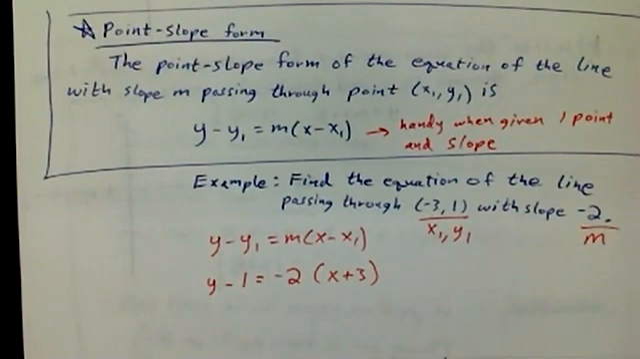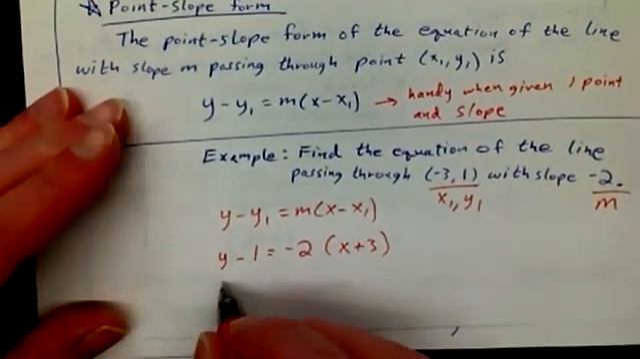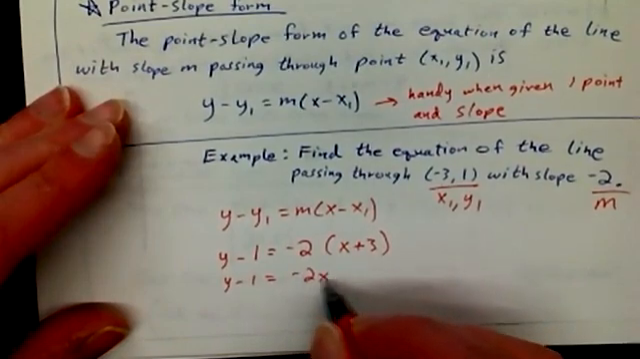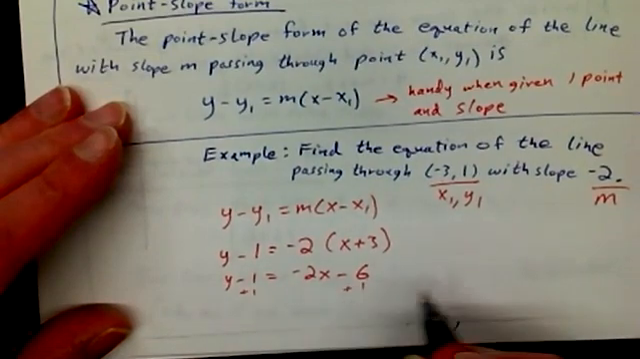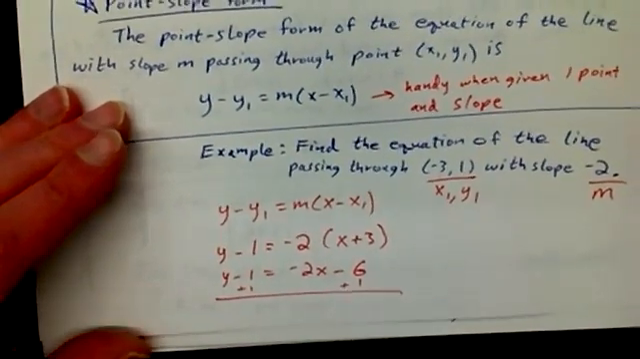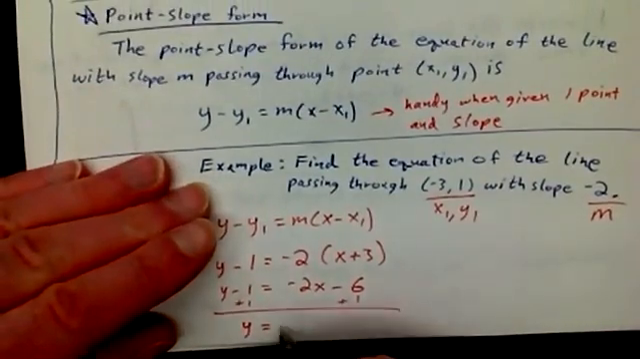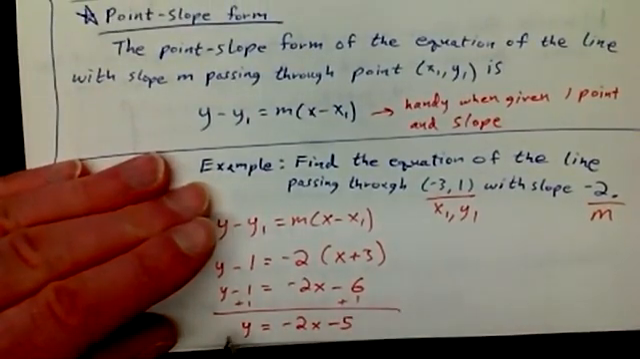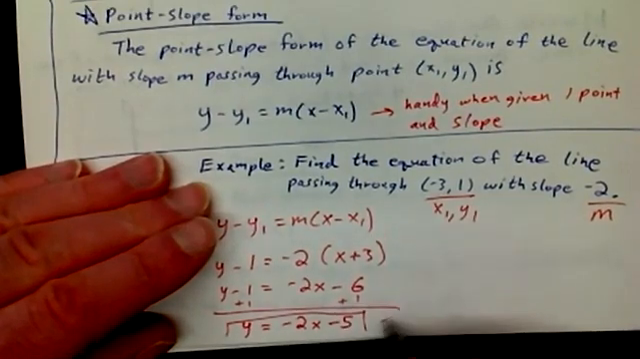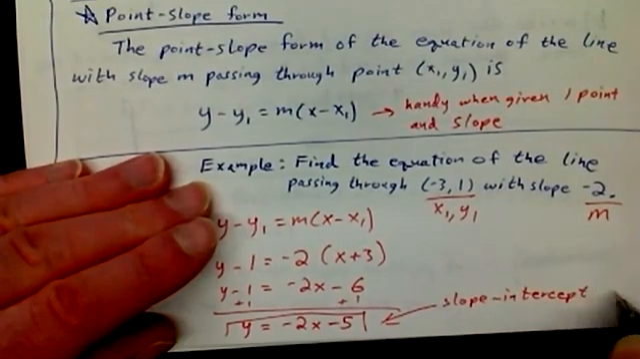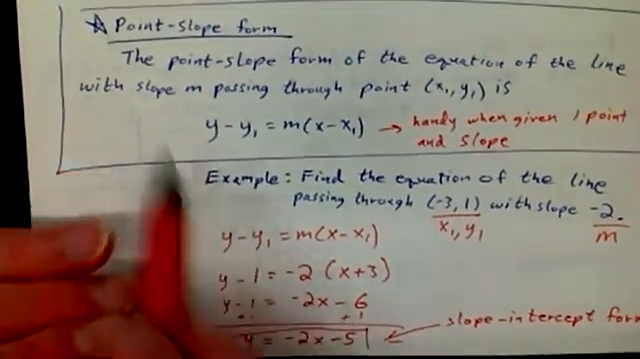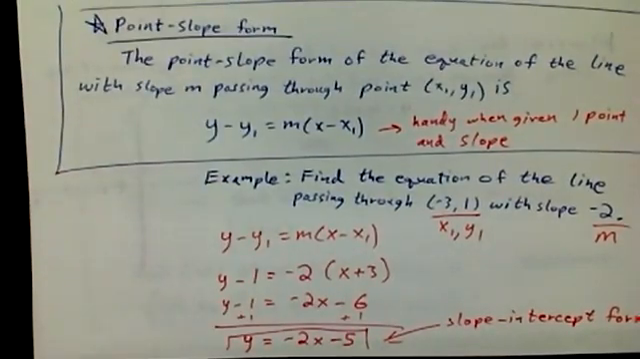A lot of times, and we're going to talk about this in a minute, we want it in that y equals mx plus b form, that slope intercept form. But that's easy to do from here. If I just do a little bit of simplification, I get to right here, and then move the 1 over, I can get what you're probably more familiar with, the slope intercept form. That means that y is equal to negative 2x minus 5. Okay, so that's your slope intercept form. But at least we see that point slope form was handy to get this thing set up.